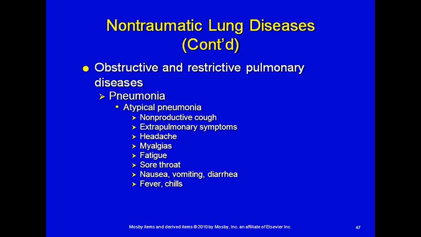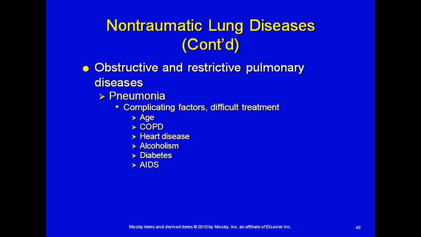Atypical pneumonia is pneumonia where we have a non-productive cough. We have extrapulmonary symptoms like headache, muscle fatigue, sore throat, nausea, vomiting, and diarrhea, fever and chills. Might be construed as perhaps the flu rather than pneumonia.